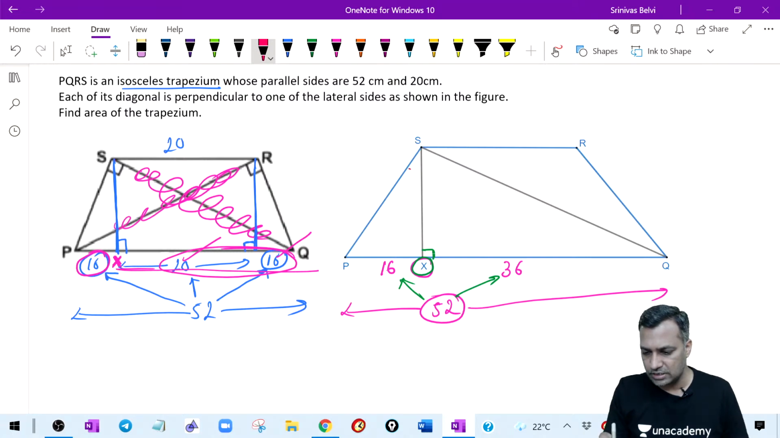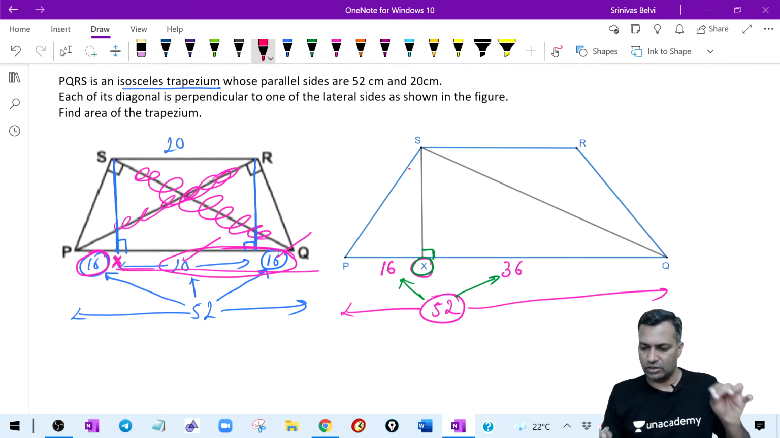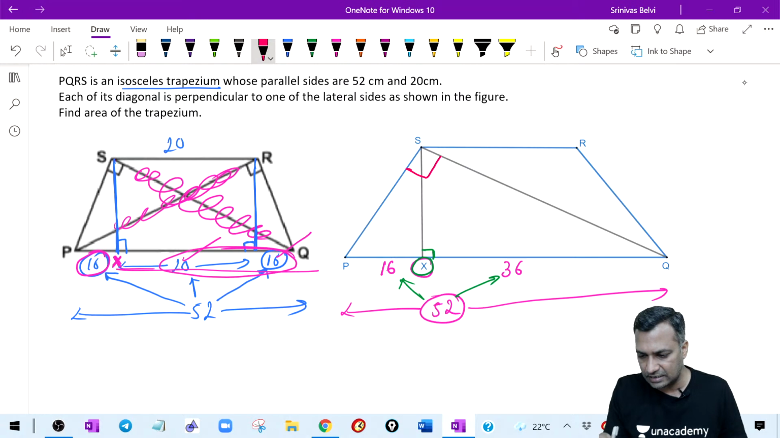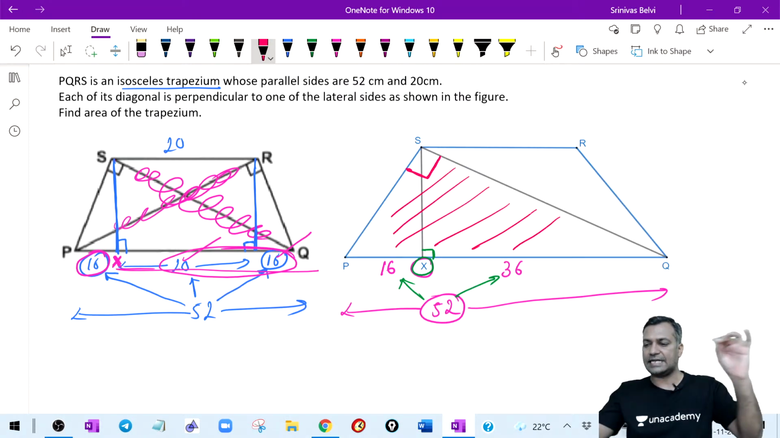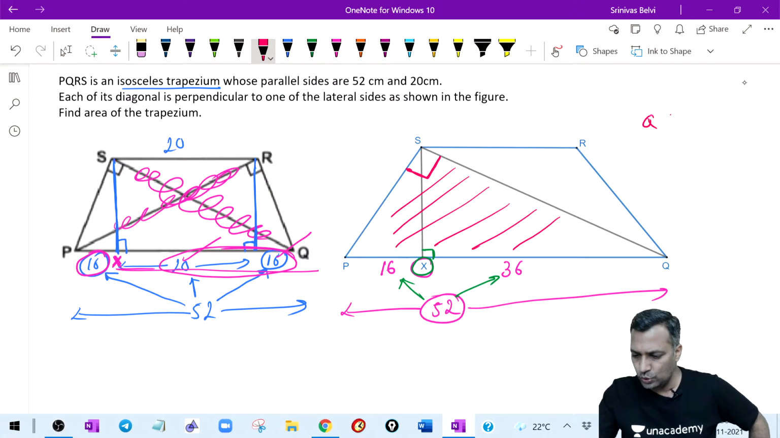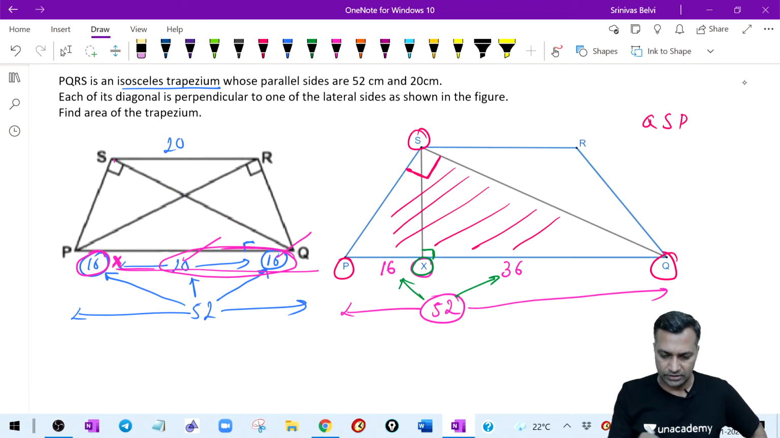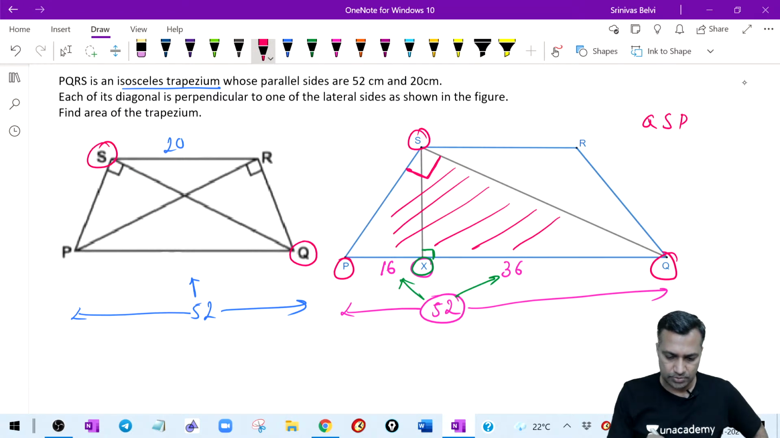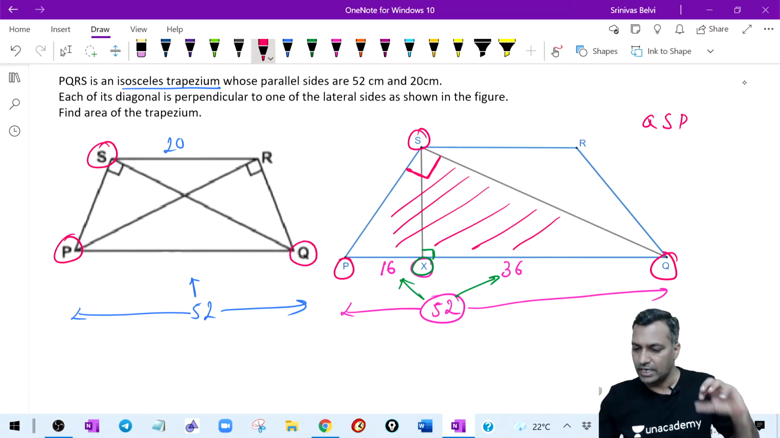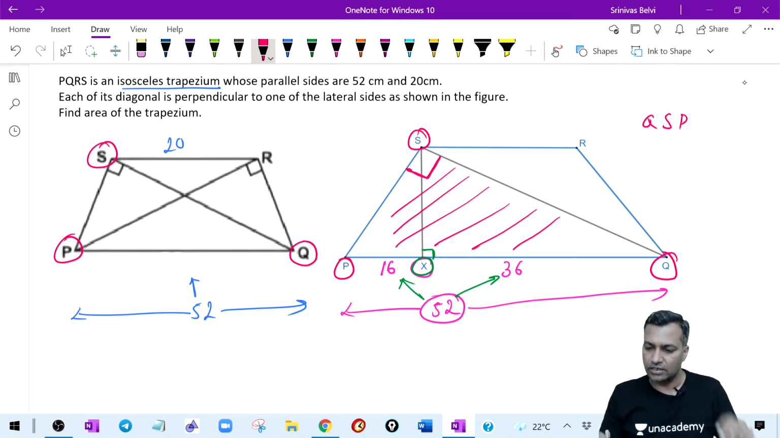Now why don't you look at this? It's a right angle triangle. Which right angle triangle am I talking about? This whole stuff. QSP is a right angle triangle. Who said? The author said, I'm not saying this. If you come back here and take a look, QSP is a right angle triangle. In this particular right angle triangle, I want the height.